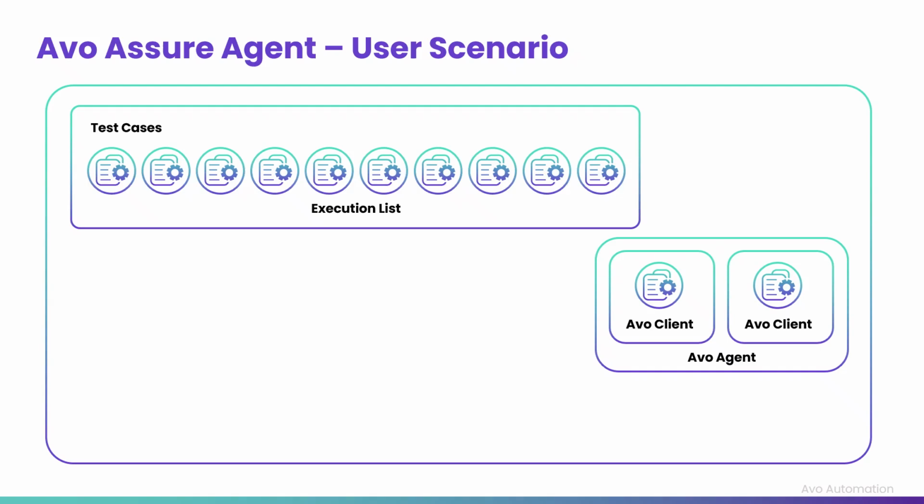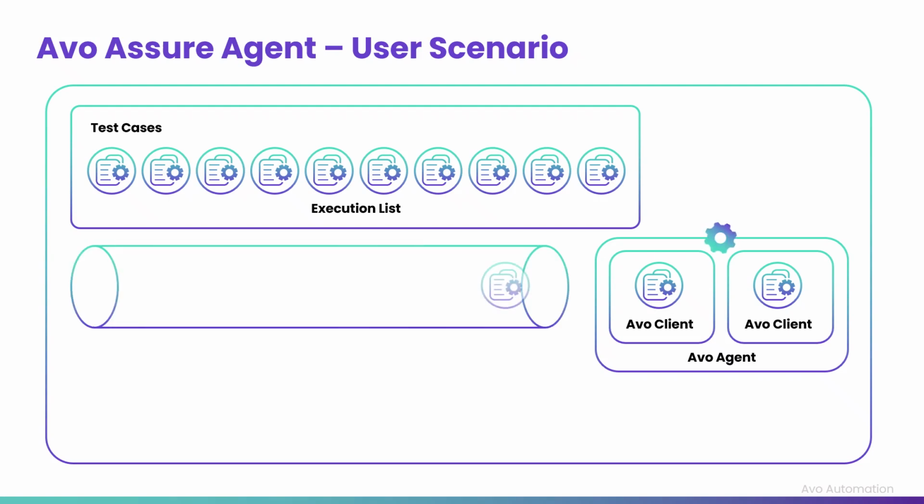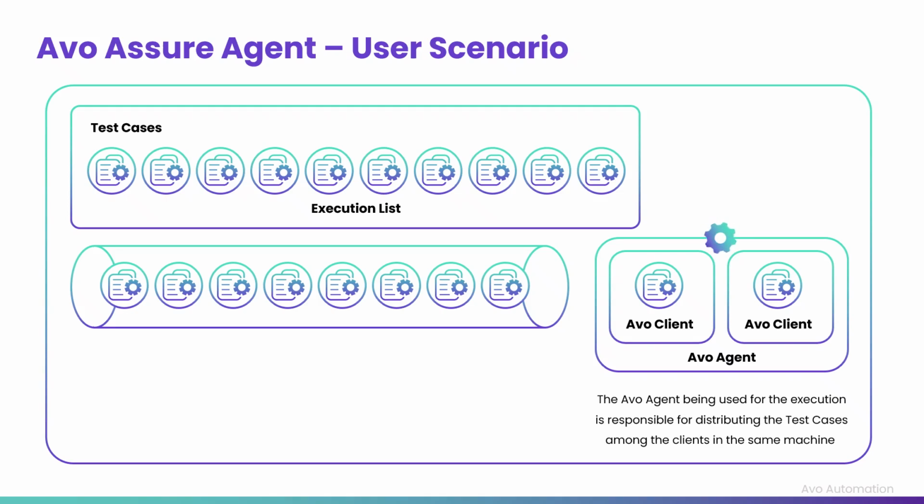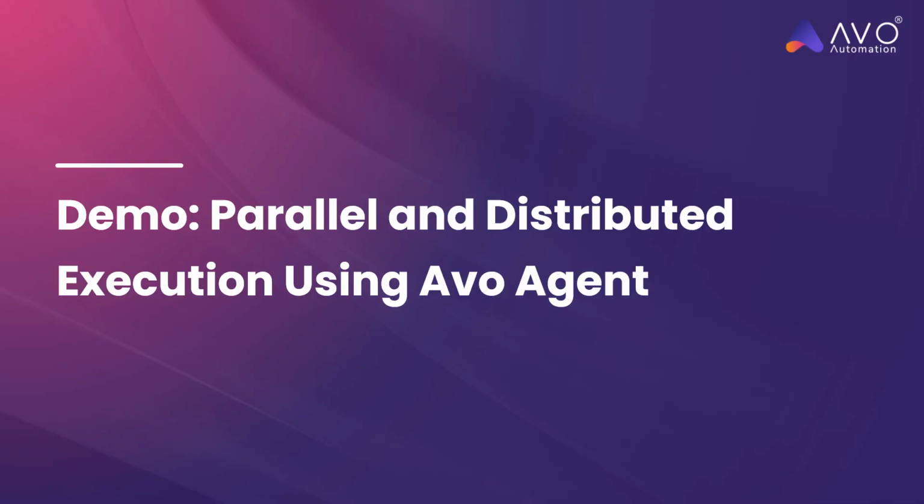If run, the agent will execute 2 test cases simultaneously using the 2 clients, and the remaining 8 will be in queue to be picked up as per the sequence of the test cases in the execution list. This will continue till all the test cases in the execution list are executed. Please note that the agent being used for the execution is responsible for distributing the test cases among the clients in the same machine. Let's view a demonstration to learn how to perform parallel and distributed execution using agent.